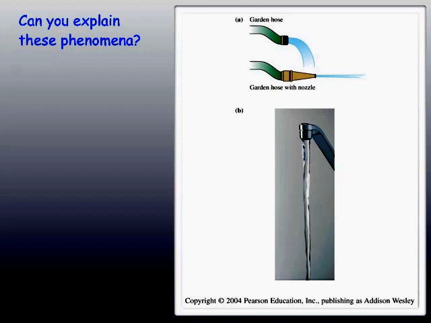So what's happening in part A is the water is shooting out faster. It's taking a longer path to fall, rather than almost falling straight down as in the water without the nozzle. So why is the water shooting out faster with the nozzle?